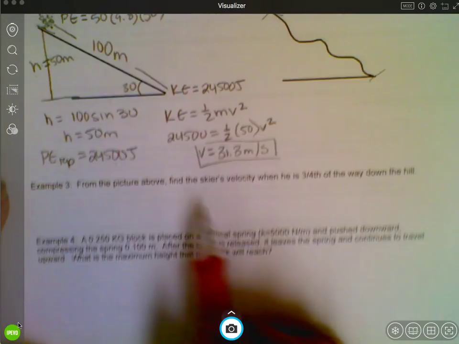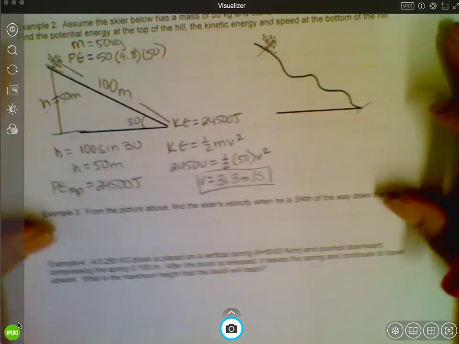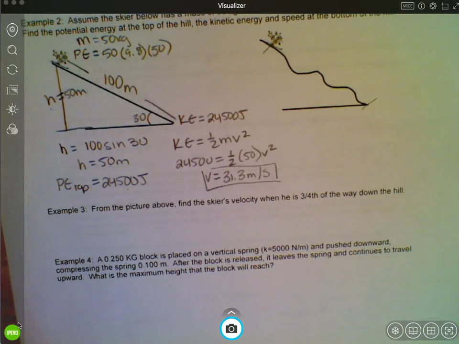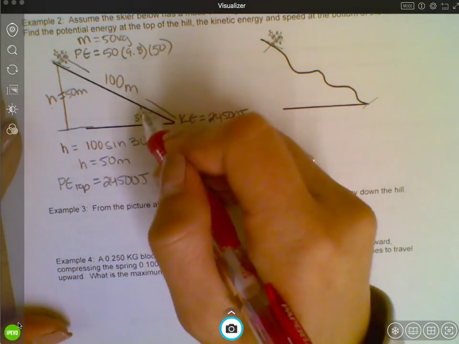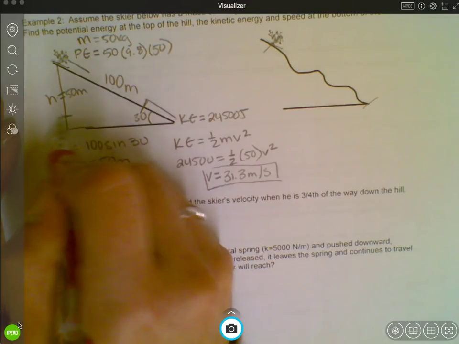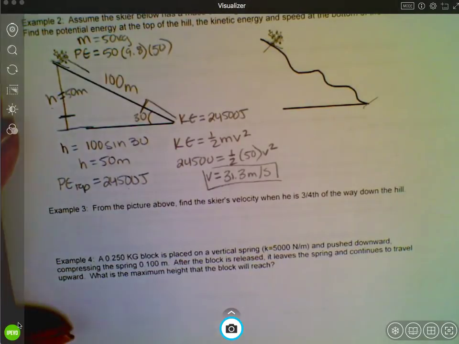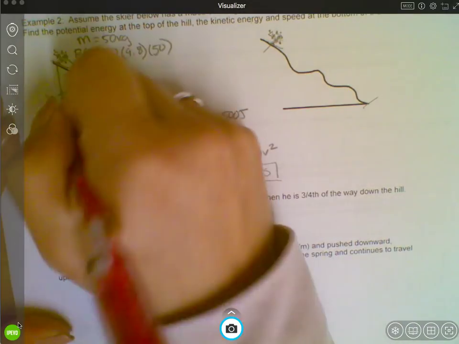So from the picture above, let's scan out a little bit here. Find the skier's velocity when he's 3/4 of the way down the hill. If he's 3/4 of the way down, that means that he's 1/4 the way up. So 1/4 of 50 is 12.5.